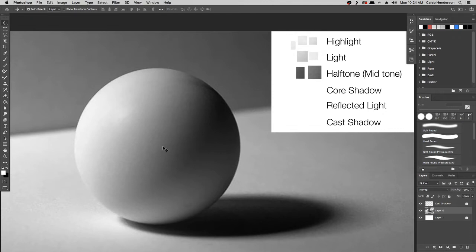Right, and I'm gonna skip one and grab something that commonly becomes a problem, and it's this right here. I'm gonna skip the core shadow and grab the reflected light, because one of the biggest things I see when people are rendering light and shadow is this reflected light looks light. It looks really light. And so oftentimes people will go, you know what? That's the same value as the halftone out here. It's the same value as the light, this reflected light. So they make it the same value in the drawing.